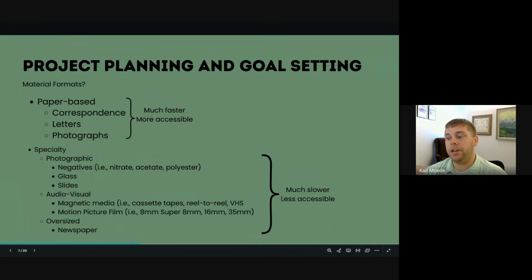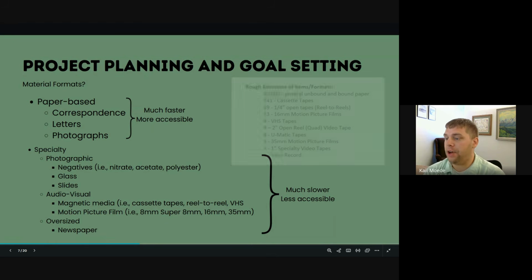And then your oversized material. I put newspaper down here because usually you have newspapers that are broadsides, and those take bigger equipment and bigger scanners to be able to digitize and take an image of the entire thing. That's not to say that it can't be done on smaller equipment, but again, you have to take into account its condition and how much you want to kind of experiment with that.